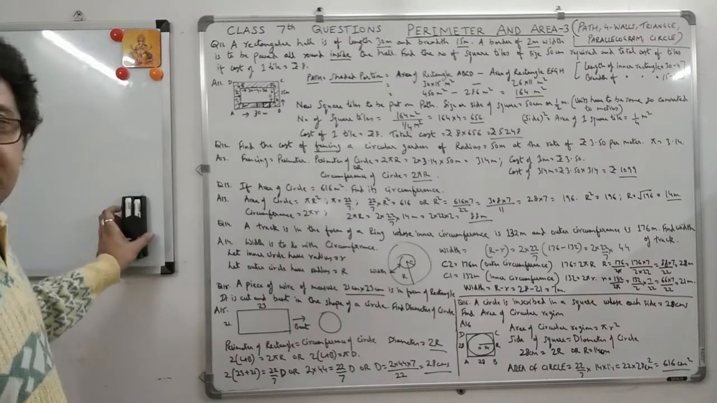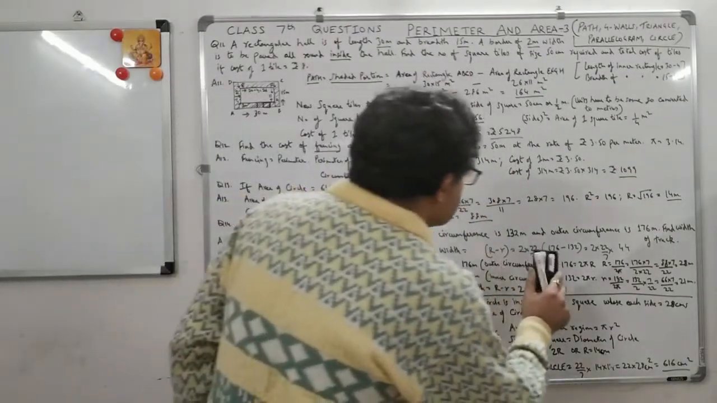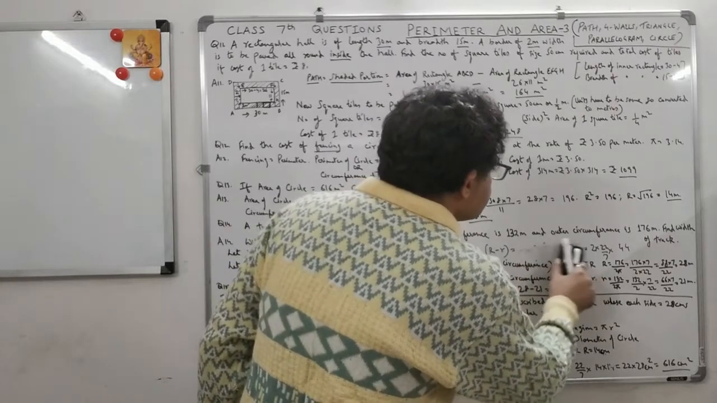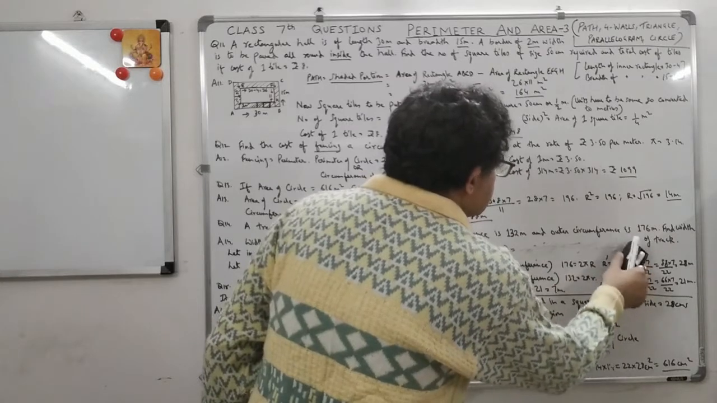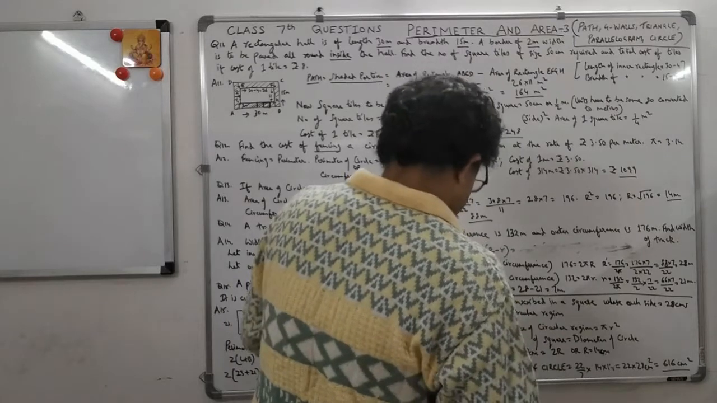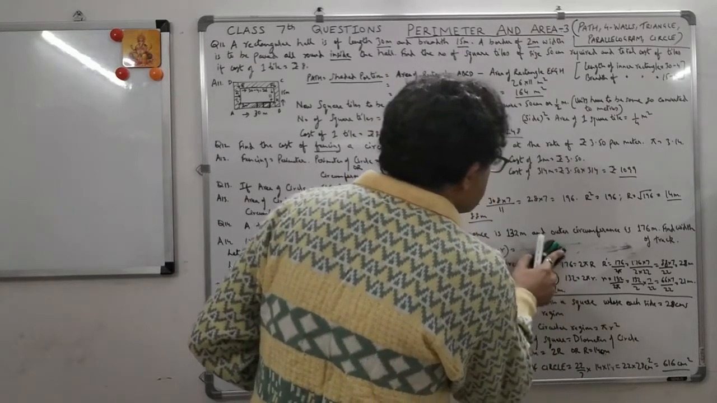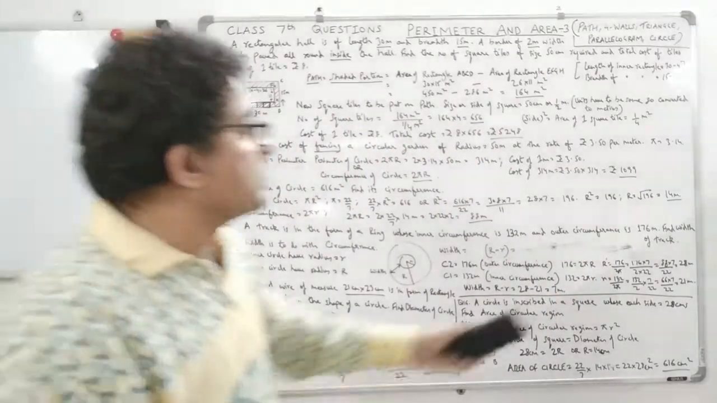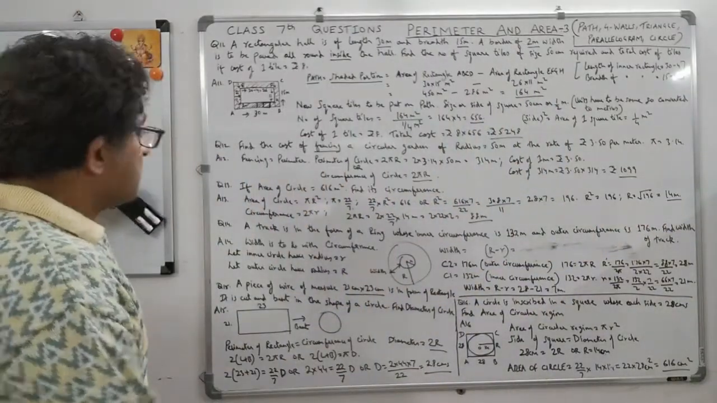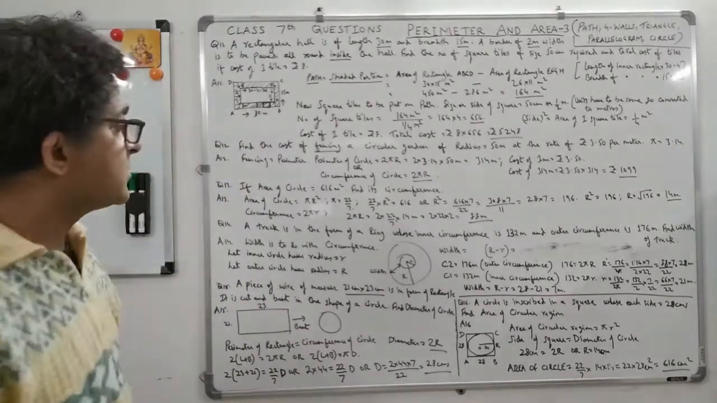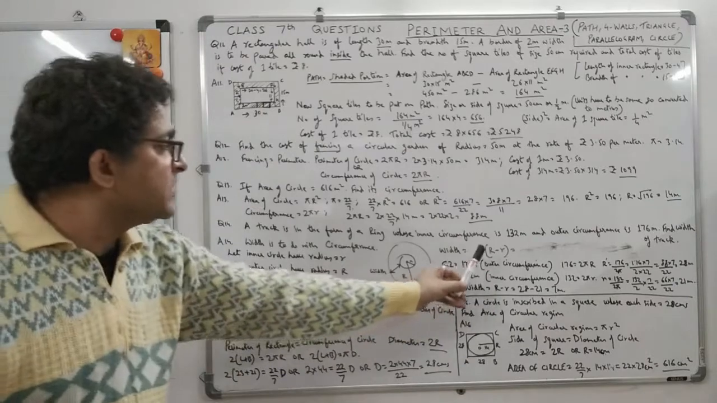Let me, there's a slight correction here. This is not relevant. I am rubbing this whole thing out. Okay, just ignore it. Something is bad with the duster. Sorry. So this is simply R minus r, right?